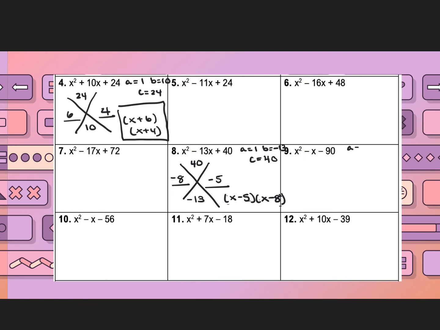So I have A is equal to 1, B is equal to negative 1, and C is equal to negative 90. All right. So I want two numbers that multiply to give me negative 90, that when I add them together give me a negative 1. Since my 1 is negative and I'm adding, I know my bigger number is going to be negative. Those two numbers are negative 10 and 9. So my factors are going to be x minus 10 times x plus 9.